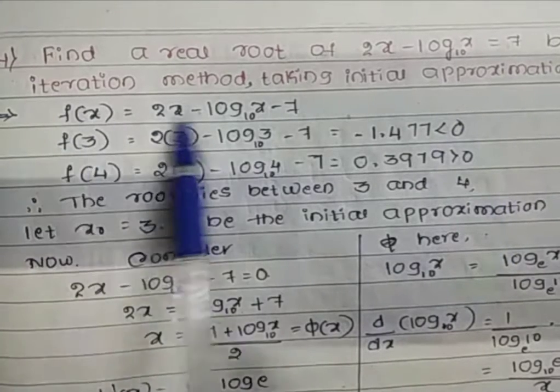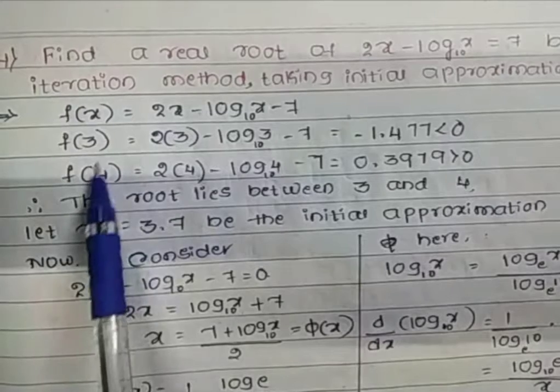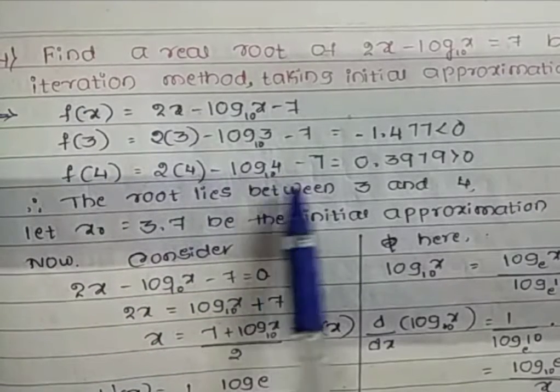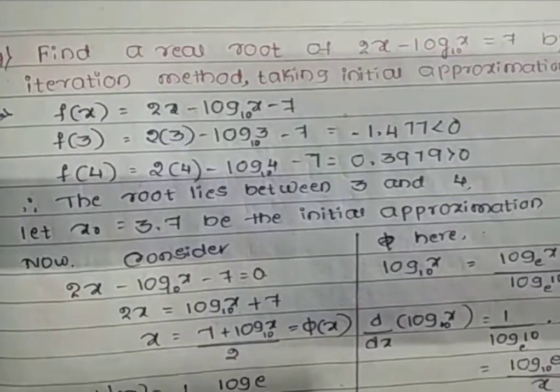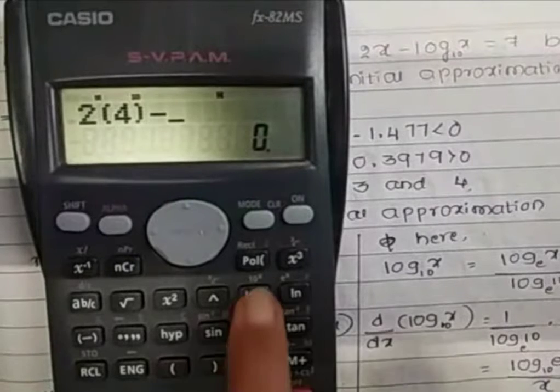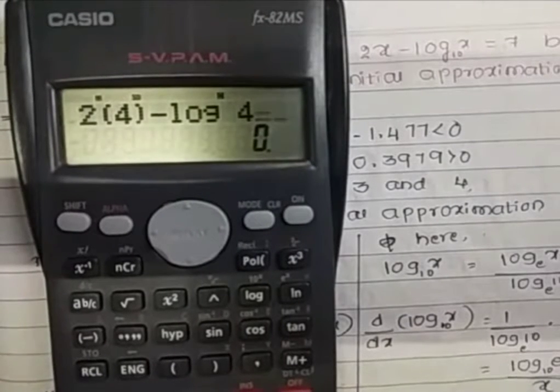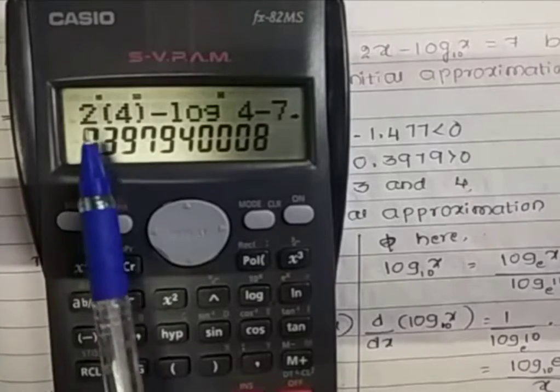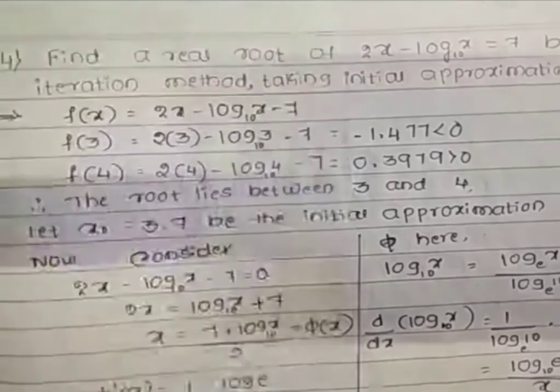Then similarly replace x value using 4, then 2 into 4 minus log 4 to the base 10 minus 7. So again here, 2 into 4 minus log 4 minus 7. This gives us 0.3979.